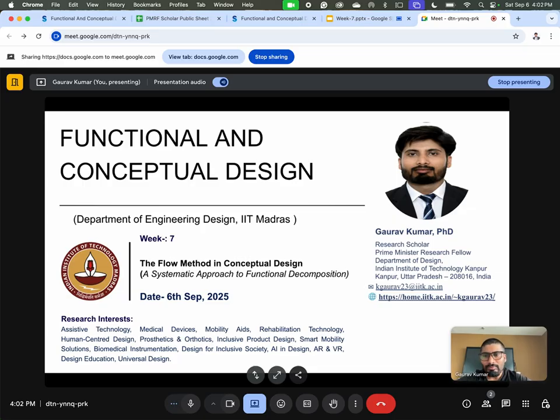Over the course of this talk, I will guide you through the key concepts, benefits, and examples of the flow method. By the end, you will see why this approach has become an essential tool for designers and engineers who wish to bridge customer needs with technical functions in an efficient and innovative manner.